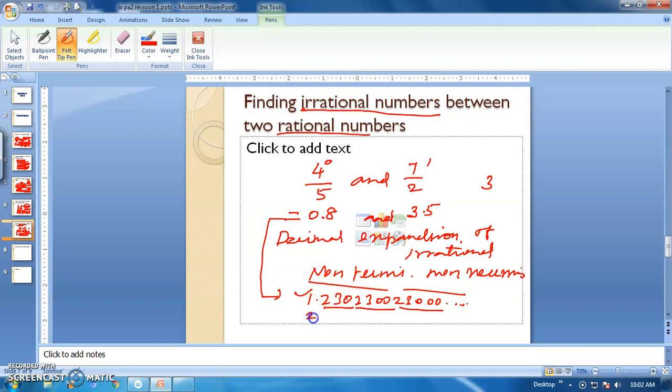Or we can write 2.570, 5700, 57000, etc. So this number also lies between these two numbers. So likewise, you can write an infinite number of terms.